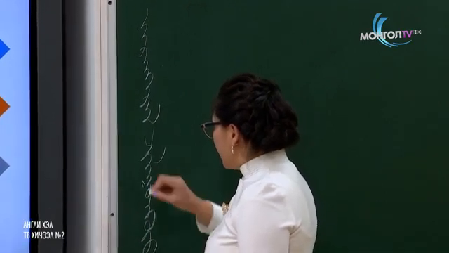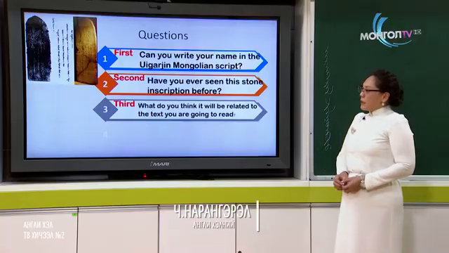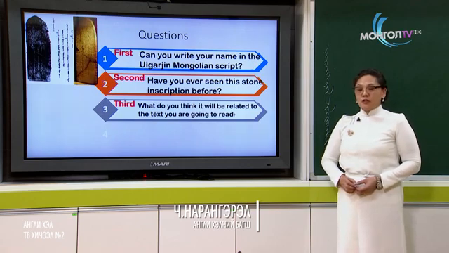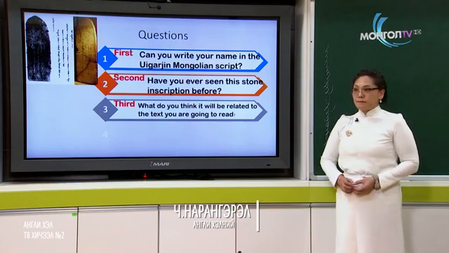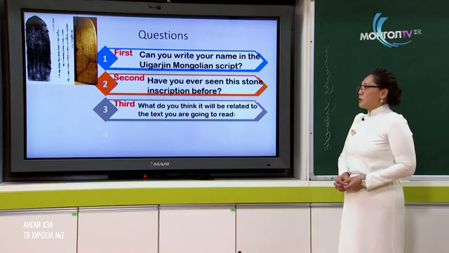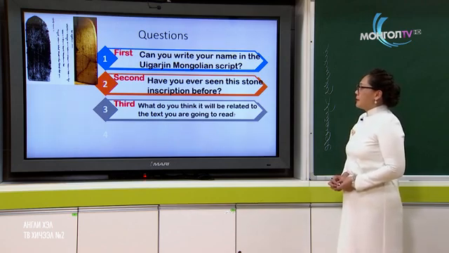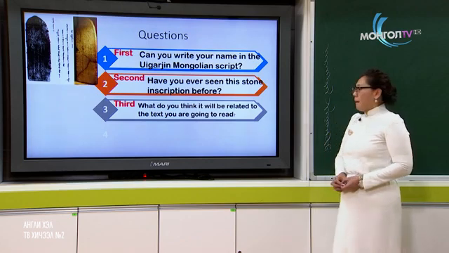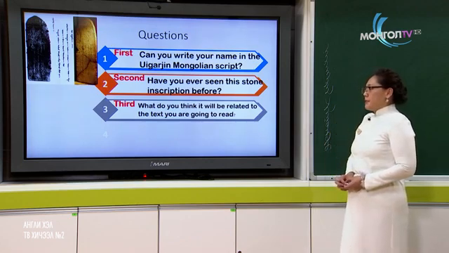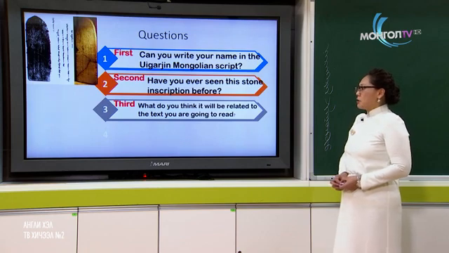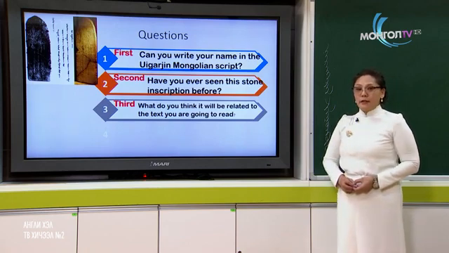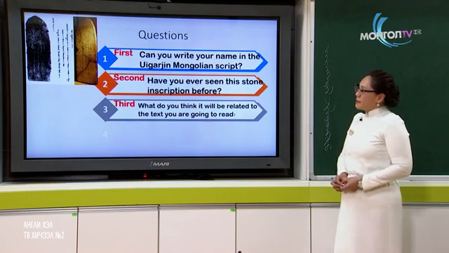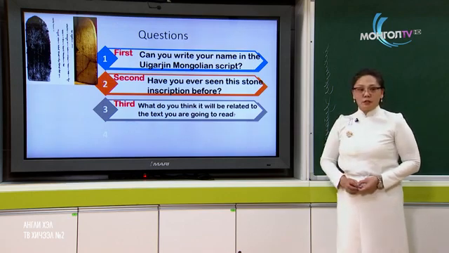Okay, I think you wrote it. That's why our class is connected today with Mongolian script. The second question is, have you ever seen this stone inscription before? I guess you studied about its history. The third question is, what do you think it will be related to the text you are going to read? You can see the picture of the stones.